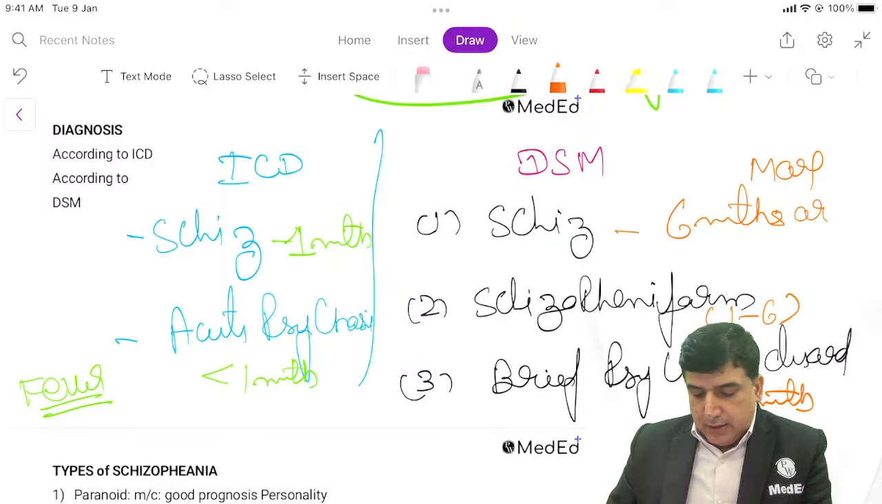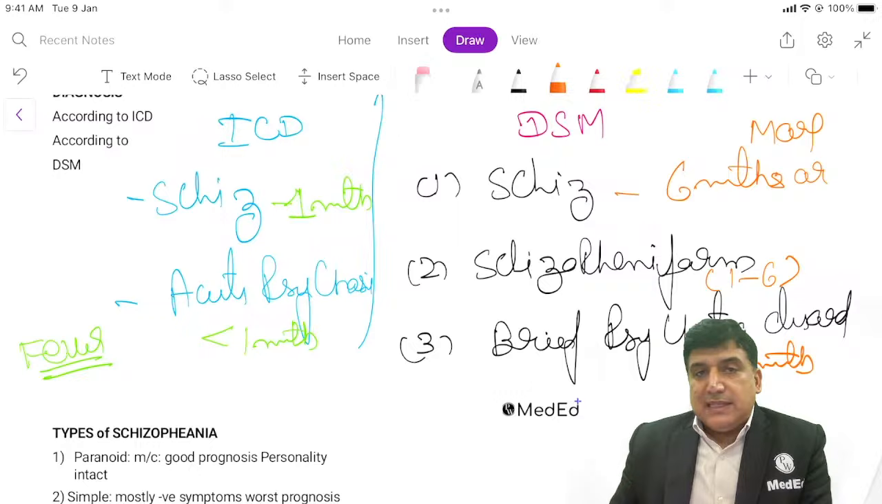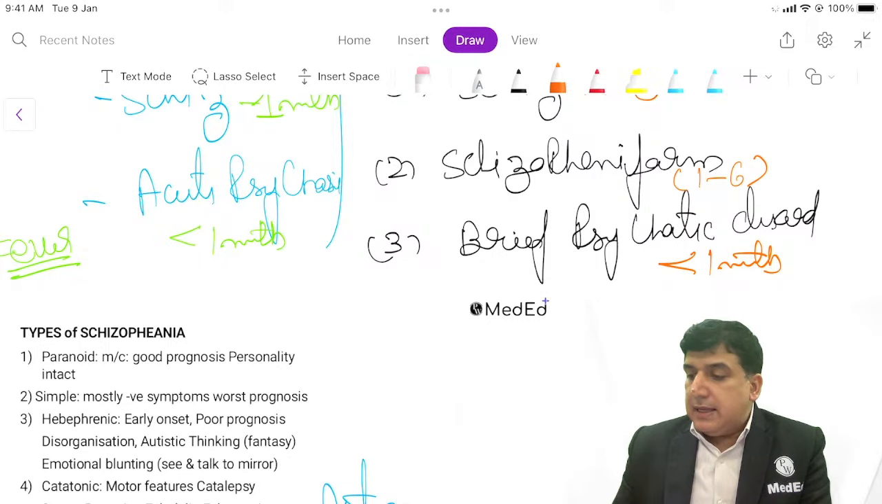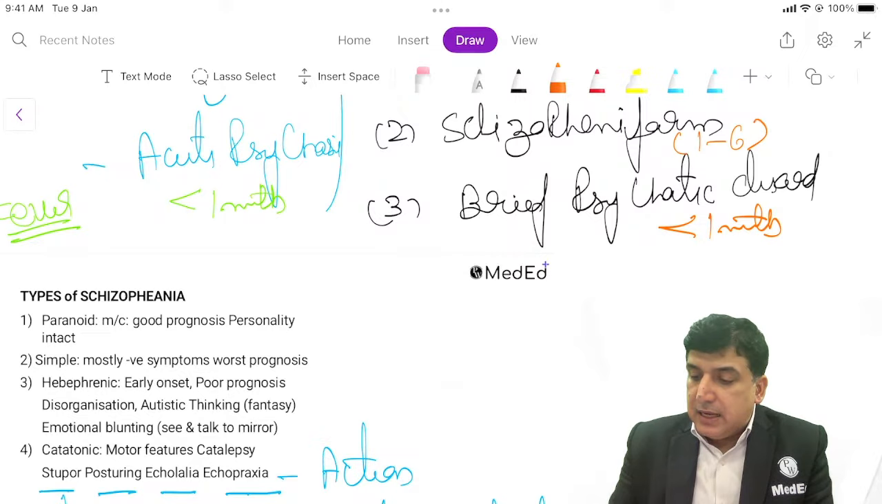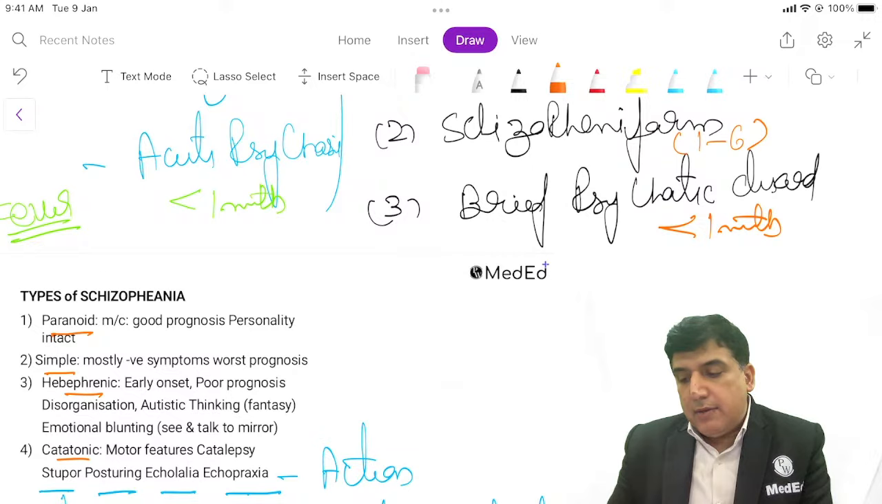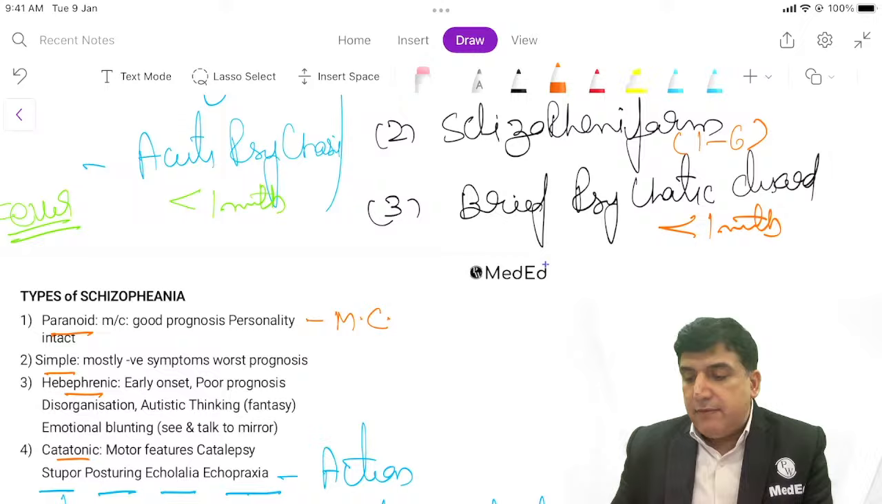So schizophrenia and acute psychosis in ICD; schizophrenia, schizophreniform, and brief psychotic disorder in DSM. Types of schizophrenia: paranoid, simple, hebephrenic, catatonic, and undifferentiated. The most common type is paranoid. Hebephrenic has an early onset and poor prognosis. Simple, the name is simple, but it is not so simple, because it has only negative symptoms, so it has a worse prognosis.